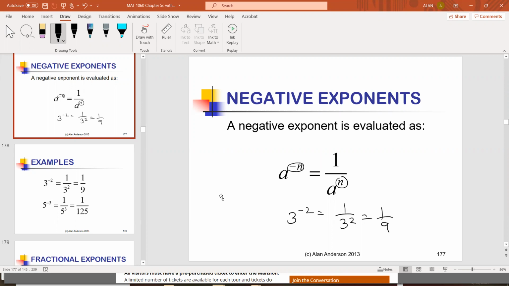And you should be able to do all of these on your calculator. Now, the calculator does have a cube root button and a square root button. Anything else, you'll have to use the x to the y key.